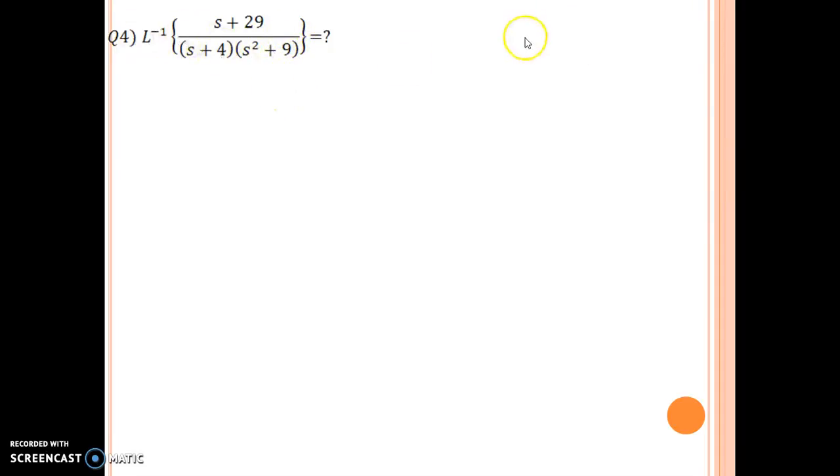Since we are considering the partial fraction method, you have to use one of the three formats that we have just seen. If we observe, the function can be written as a over s plus 4, plus (bs plus c) over s square plus 9.